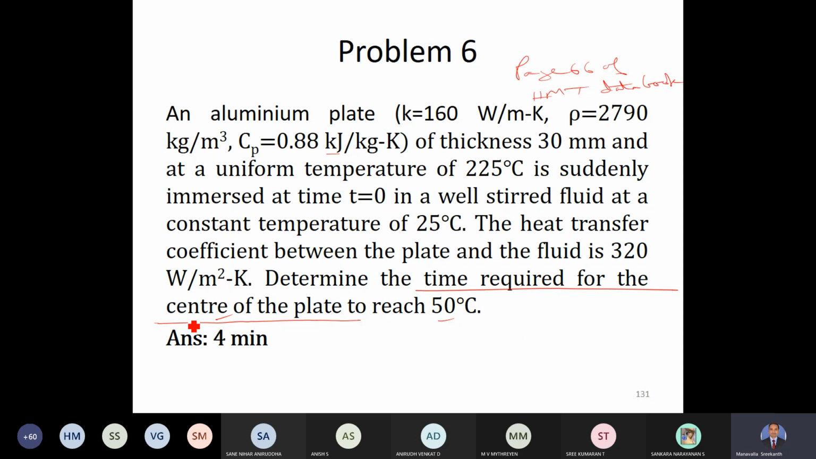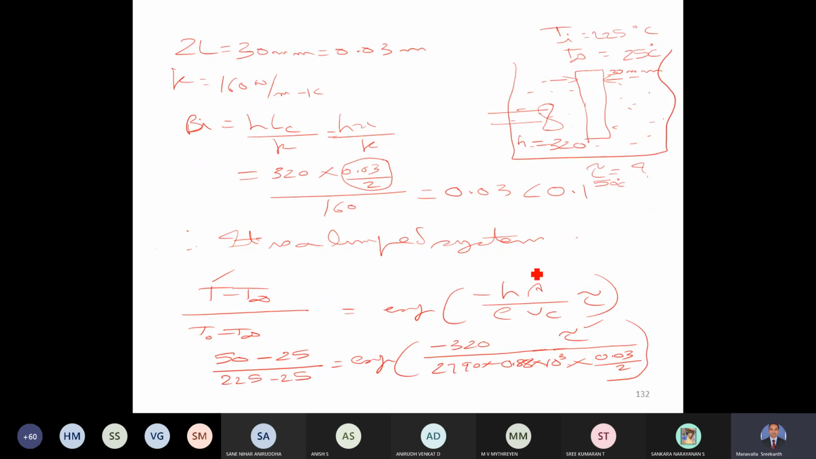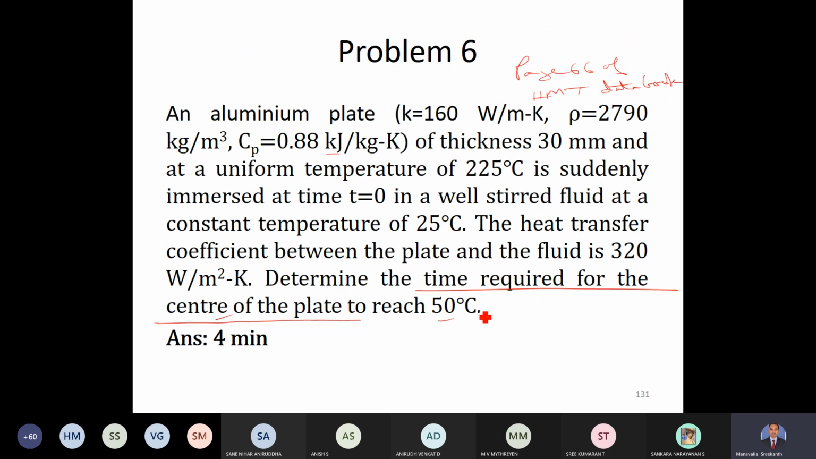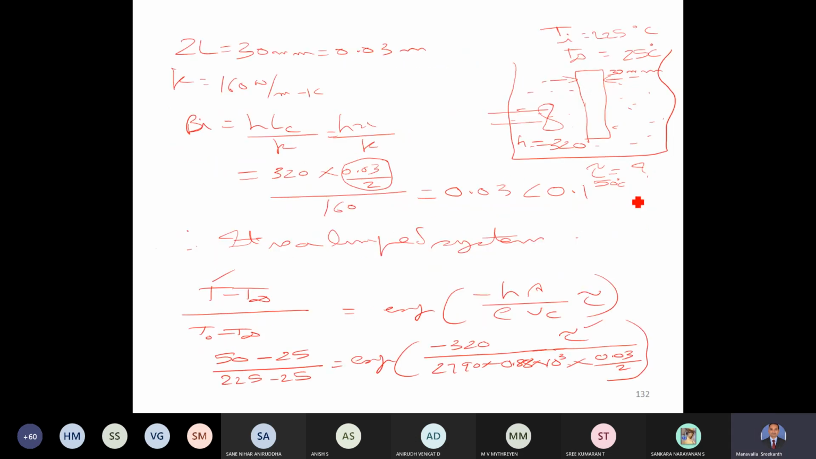So even though here the center is mentioned as 50 degrees Celsius, in the solution nowhere have we considered the center point or the location. That is because this is a lump system, and anywhere in the body the temperature will be the same, center or surface or any point midway. So it doesn't matter. Don't get confused because of this word center, because the key is that we have a lumped system here.